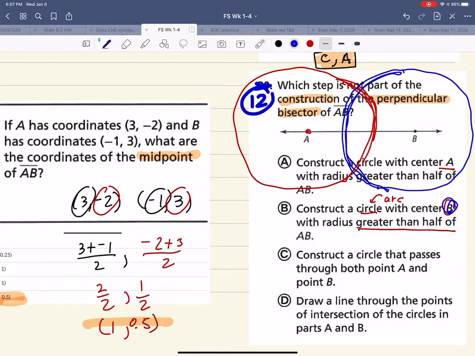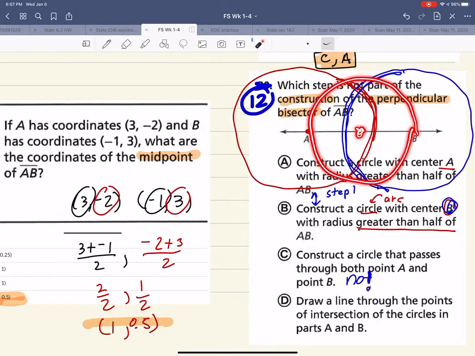So this is step 1. Both of these are in step 1, or you could call it step 1 and 2. Construct a circle that passes through both of these. This is a big no. That's not going to work. If I made a circle that goes through both of these, I'm not going to chop it in half. I could end up making a circle that goes through both, and it's not going to help me find the middle. So I'm pretty sure this is my answer.